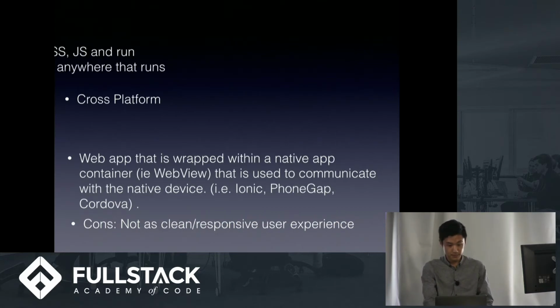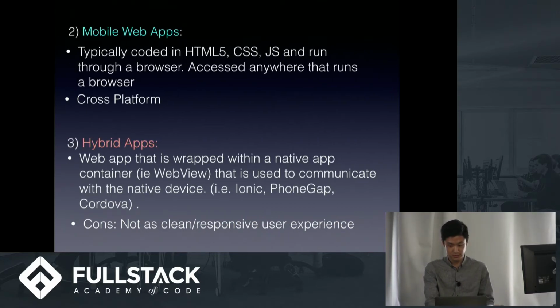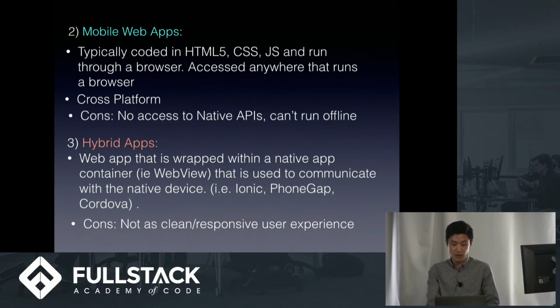So another type is a mobile web app. So it's a web app. It's typically coded in HTML5, CSS, and JavaScript, and it's run through something like a browser. So that means it's cross-platform, so it can be accessed anywhere that has a browser. The problem is that you can't run offline because you always have to be on a browser. It has no access to the native APIs.